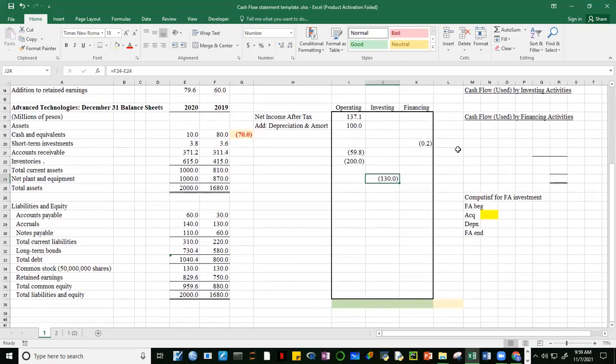Okay. Then nothing more on the asset side. Under liabilities and equity, first we have accounts payable. Accounts payable is born out of operations. Okay. These are trade payables, and they are generated from the regular course of business of the firm. So there was an increase in accounts payable from 30 to 60.